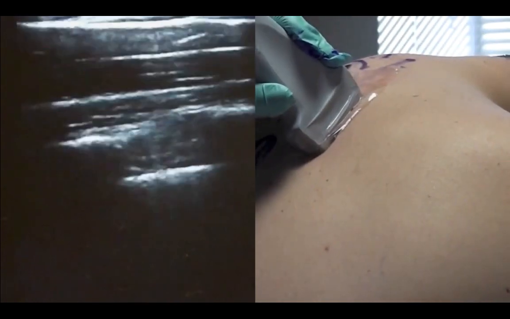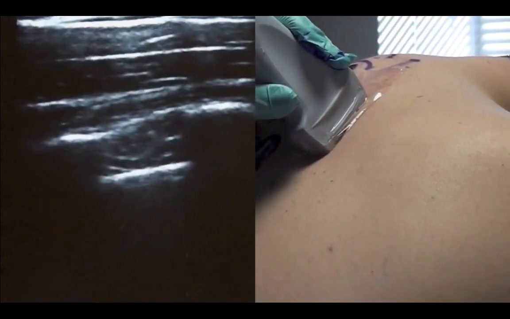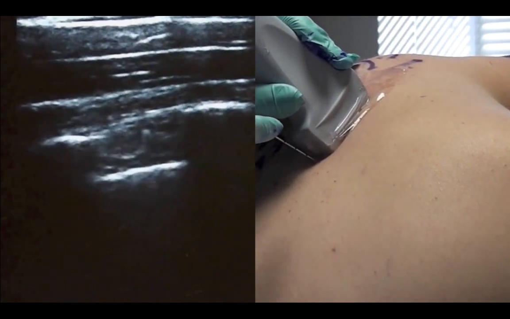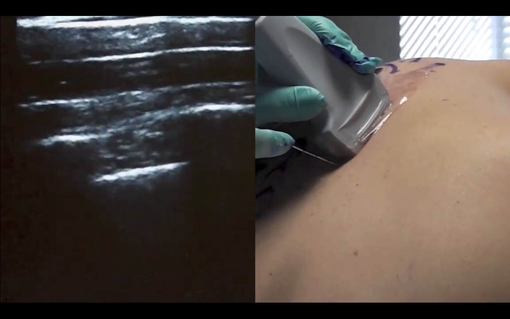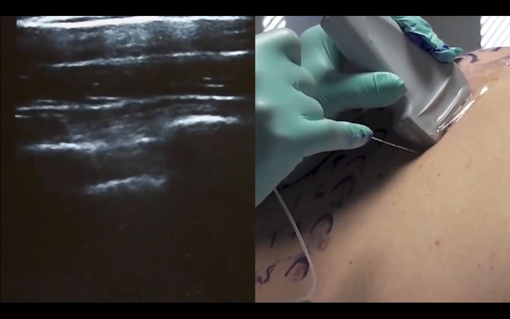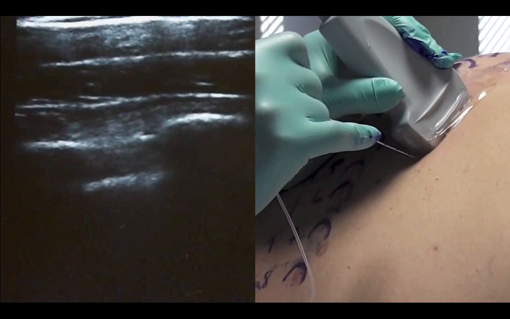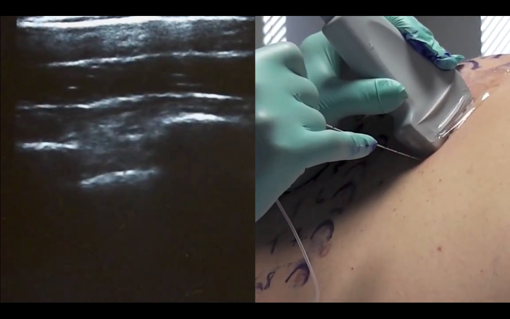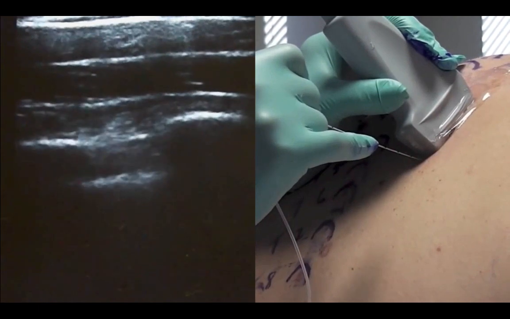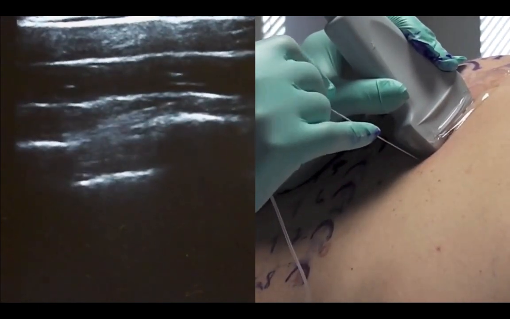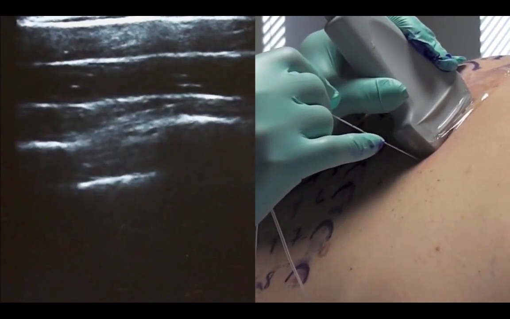Obviously, I'm not going to stick a needle in this volunteer here, but this is typically the angle that we go in. It's about a 45-degree angle. This is the type of block where the needle will come in and out of plane, and it can be very helpful to have a good assistant who can hydrodissect for you, because very often the tip of the needle will go in and out of plane. With a little bit of local anesthetic or normal saline, you can locate the tip of your needle due to the hydrodissection. This is approximately the angle at which we put it in.